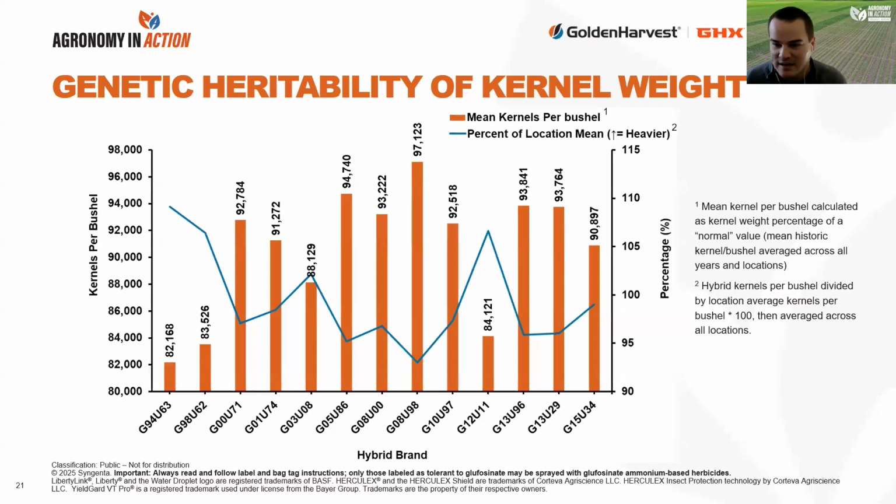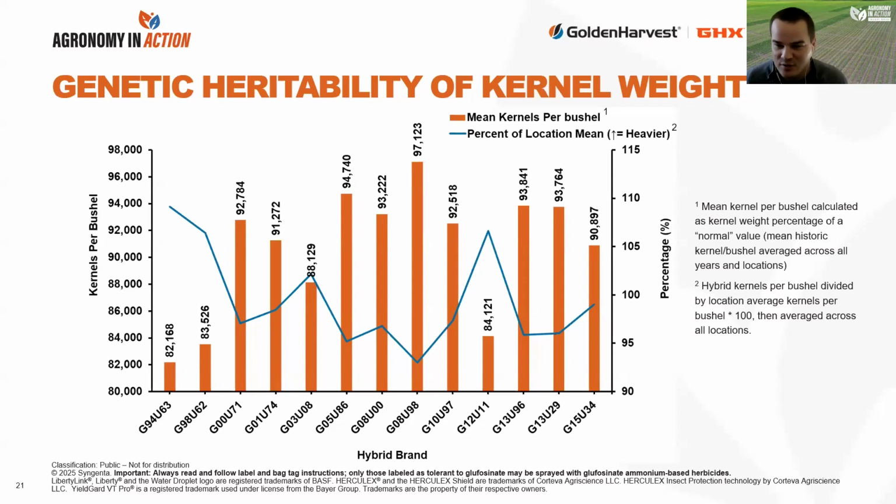One way I like to use this data is utilizing that blue bar there. That blue bar is the percent of the location mean. Not all these hybrids are at all locations, so that blue bar shows, at a given location where that hybrid is, how heavy or how light those kernels are compared to the average at that location. So the average would be 100%. If you're above 100%, it means you're typically throwing heavier kernels. If you're below 100%, you're typically throwing lighter kernels.